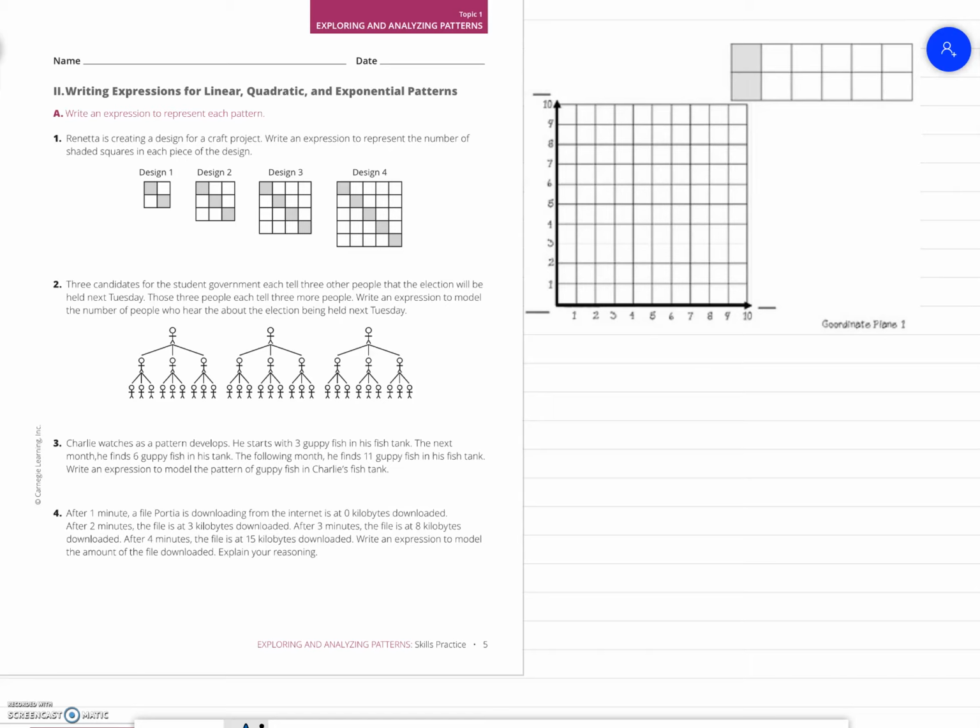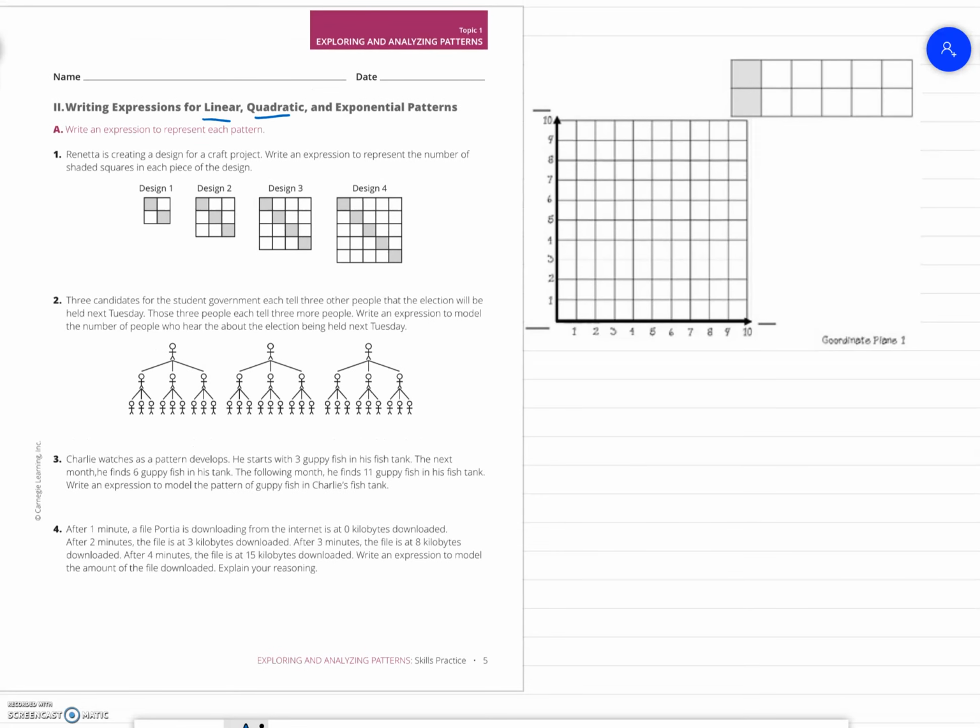All right, hopefully you watched that intro and so you got a quick reminder of the differences between linear, quadratic, and exponential. So for number 1, it says that Renetta is creating a design for a craft project. Write an expression to express the number of shaded squares in each piece of the design. So the important stuff, we are writing an expression and the shaded squares. So let's just do a basic count.